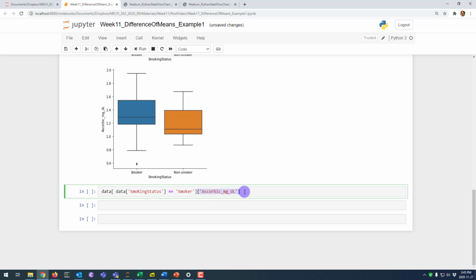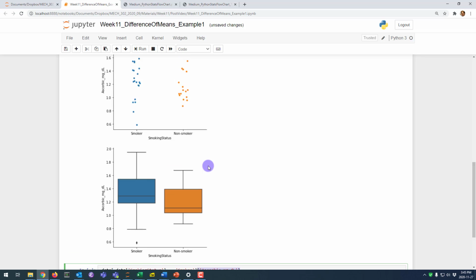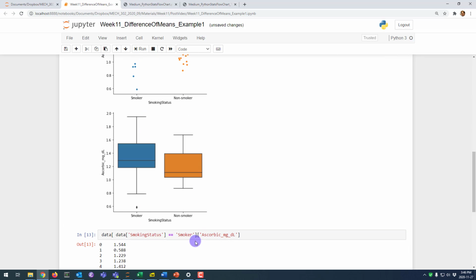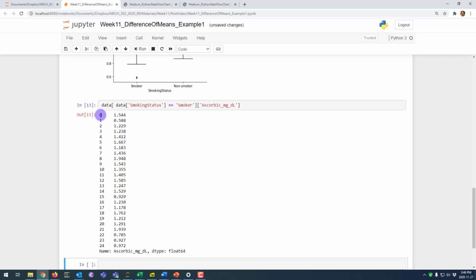And then once I have the smokers, I'm just going to keep their matching readings of vitamin C, ascorbic acid. And let's just see how that works. So I'll do that. And what we see is starting at 0, going to 24, so 25 total values, we have all these ascorbic acid measurements.